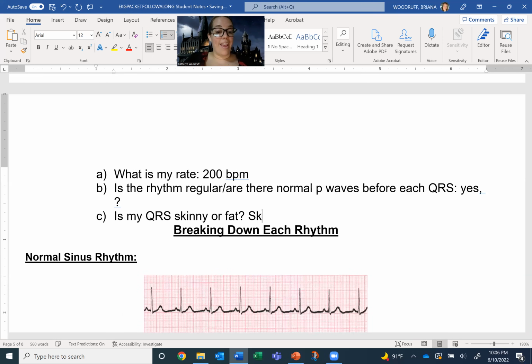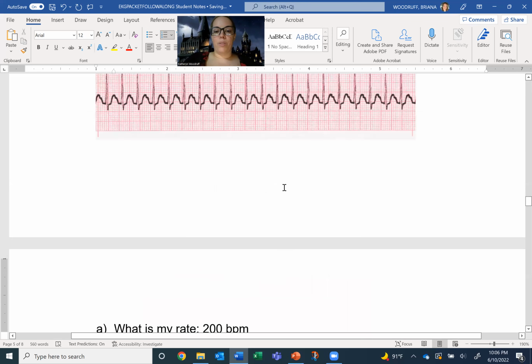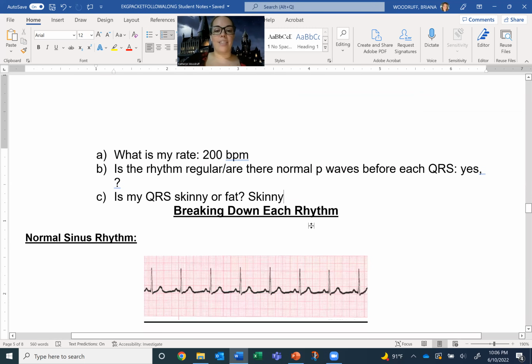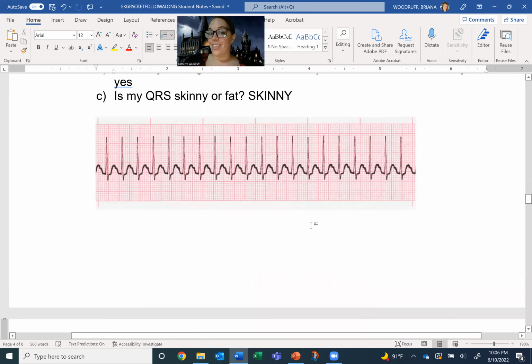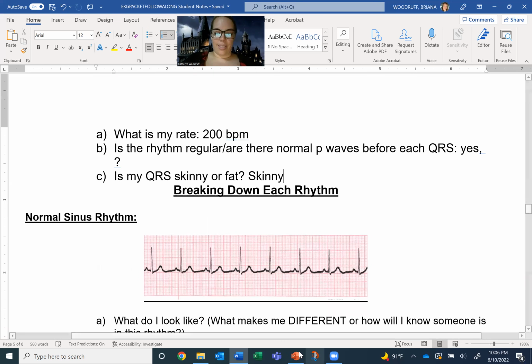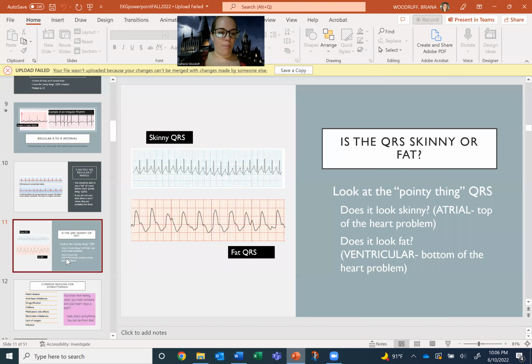So I have a top of the heart problem. Then I have to see, is it regular or not? Because remember, if I'm irregular, I'm atrial fib or atrial flutter. If I'm regular, the only option I have is SVT, or supraventricular tachycardia. So if I'm skinny, fast, and regular, I have to be supraventricular tachycardia. Beautiful, beautiful.